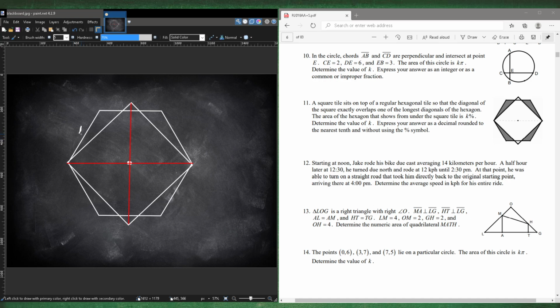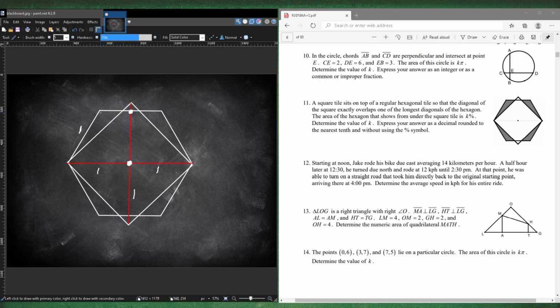So if I say this is length 1 and this is a square, right? And this is a hexagon which is made of equilateral triangles, that means this is length 1, this is length 1, this is length 1, and this is length 1, right? But first, let's think about what's the length from here to here.